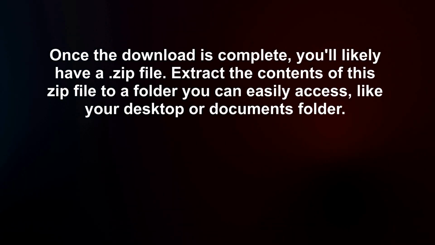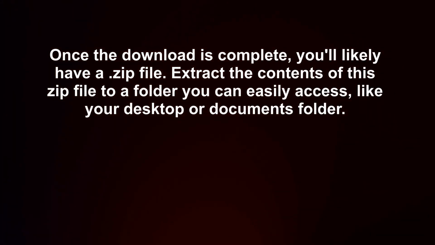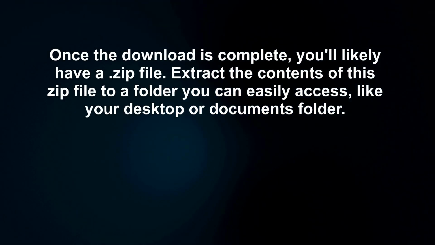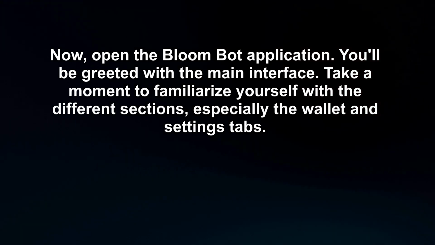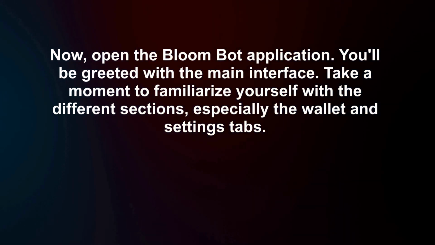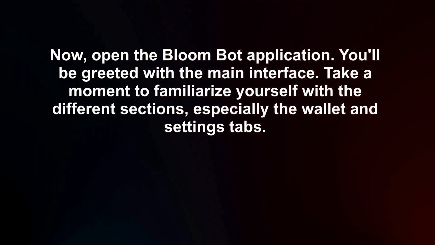Once the download is complete, you'll likely have a zip file. Extract the contents of this zip file to a folder you can easily access, like your desktop or documents folder. Now, open the Bloom Bot application. You'll be greeted with the main interface. Take a moment to familiarize yourself with the different sections, especially the wallet and settings tabs.